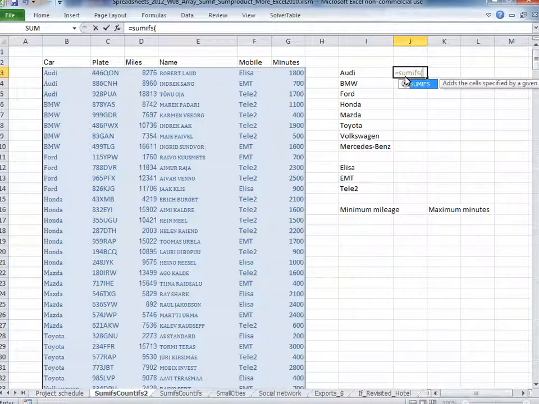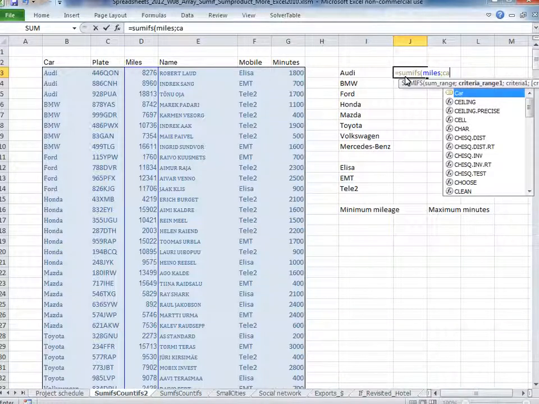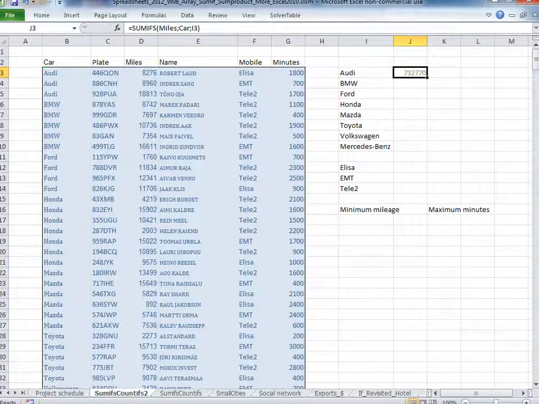And now the formula equals SUMIFS, and we're summing together miles, semicolon. We are looking at whether the car was an Audi, so the second block is car, and semicolon, Audi, I3. And that's it. It looks through all the cars. When it's an Audi, it sums together all the miles, and it gets 732,000 miles.